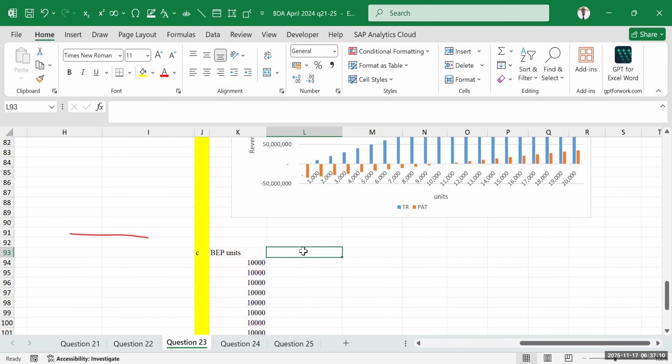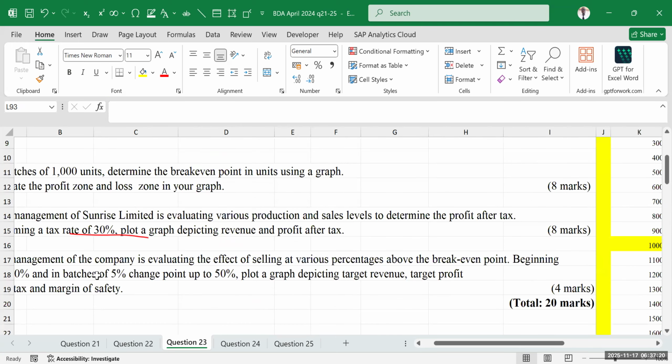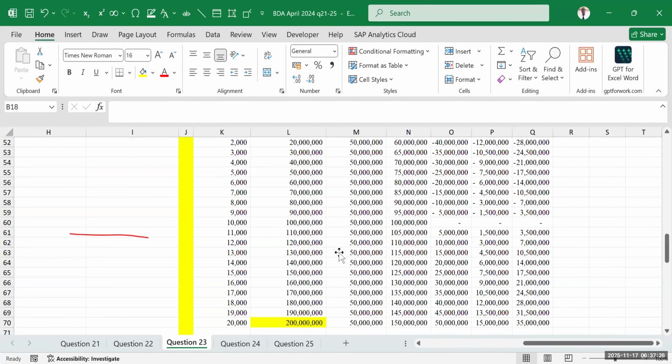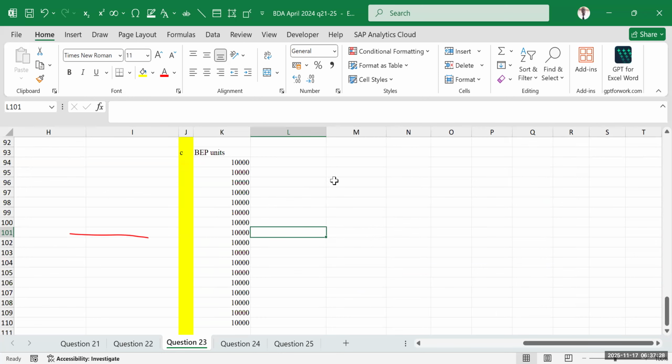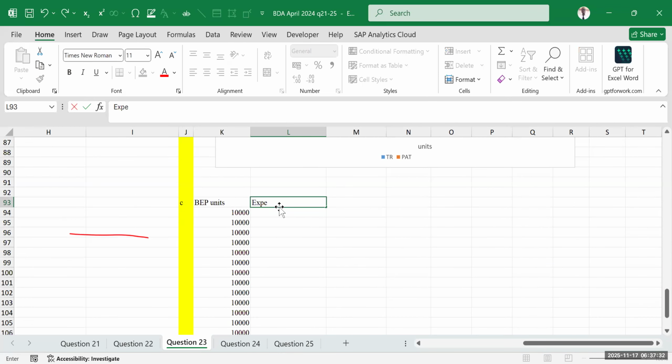Now, what is going to guide us is the second column. They want to test the effect of selling at different percentages above the break-even point. The percentages begin from 0 in batches of 5, all the way to 50. So if they're beginning from 0% change, how do you do 0% change? We ask, what is the expected or forecasted sales in units? We can still use the word forecasted sales in units.